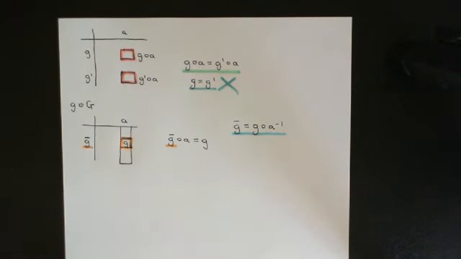Right. So that now proves that all the rows and all the columns of the composition table for a group contain every element of the group once and only once. We will use this fact in the next video to discuss Cayley's theorem.